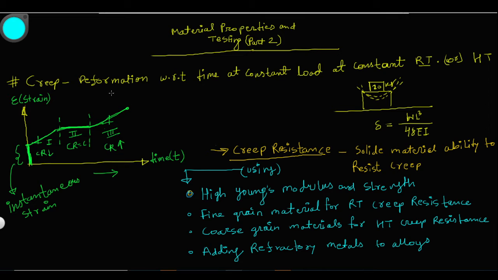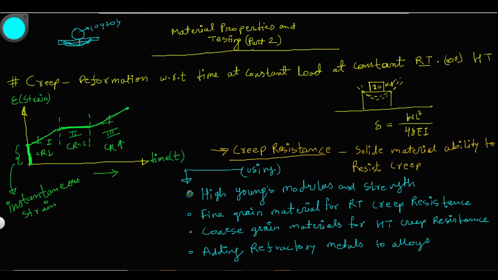For example, when you see a certain body, suppose this is the body, and one load is placed for so many years, like 10 years or 20 years. This material will deform slightly due to this permanent loading, and this deformation will be very slight. Why is it so? It is due to the creep, permanent load for a constant period of time.